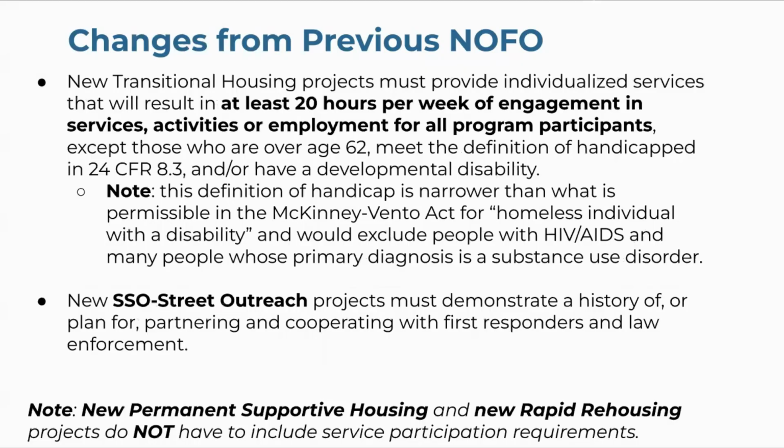And then new transitional housing projects must provide individualized services that will result in 20 hours per week of engagement in services, activities, or employment for all program participants. This is that service requirement that I was talking about earlier, with the exception of those who are over the age of 62, meet the definition of handicapped in the regulations, or have a developmental disability.